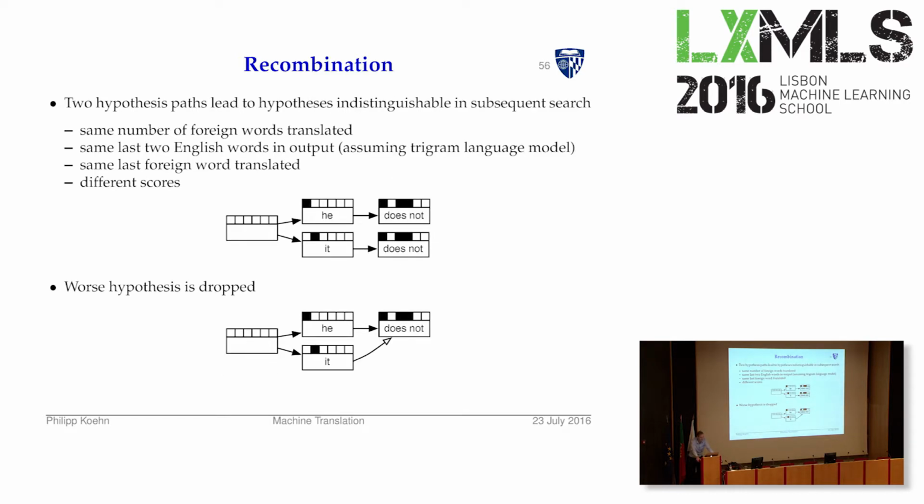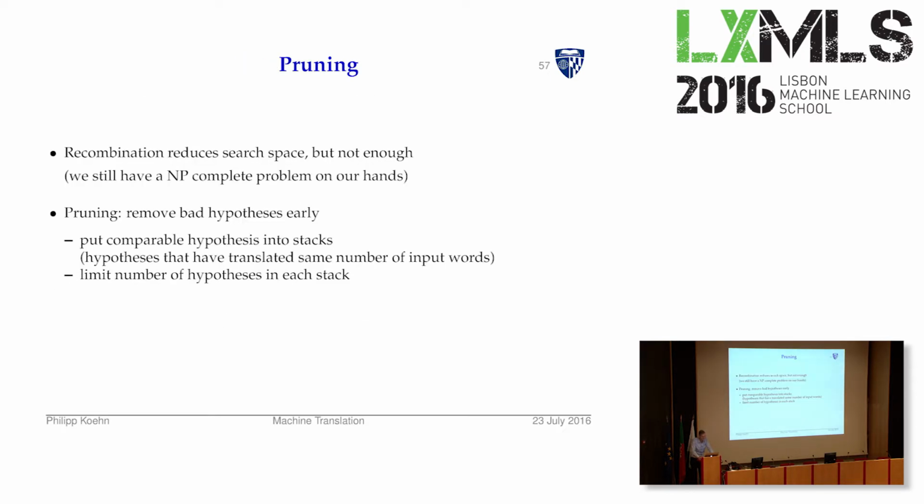Okay, so it actually goes a bit further. If you only have a trigram language model, then only really the last two English words matter. So you can actually combine these two examples as well, because they also cover exactly the same words and they match on the last two English words. The last two English words still have an impact on the language model score for the word that's going to be attached afterwards. So that can be combined as well. Okay, so that's a nice idea. That reduces the search space quite a bit, but not enough. If it would have been enough, we would have solved an NP-complete problem.